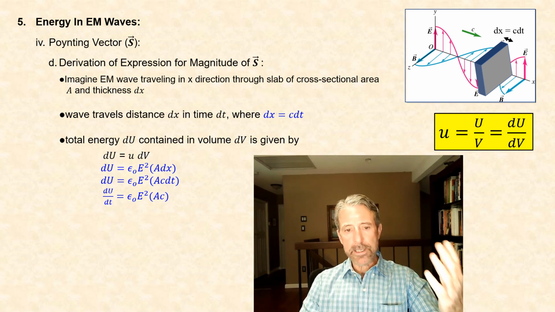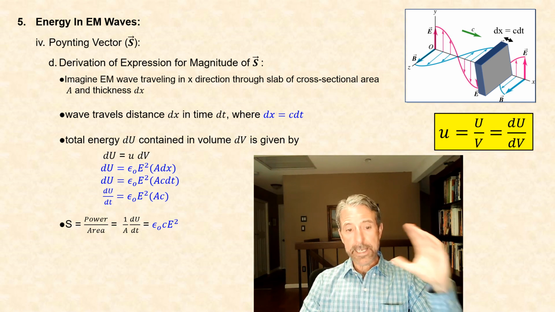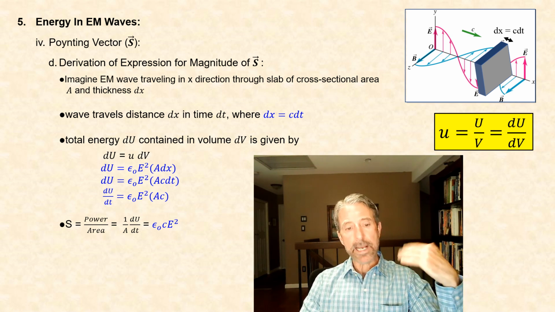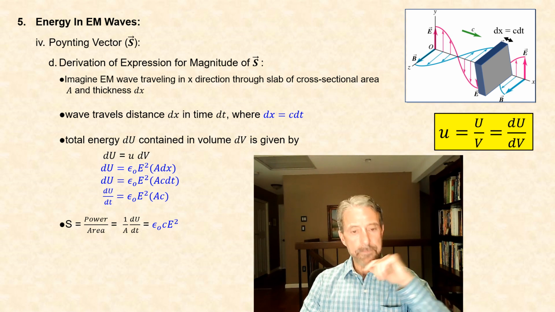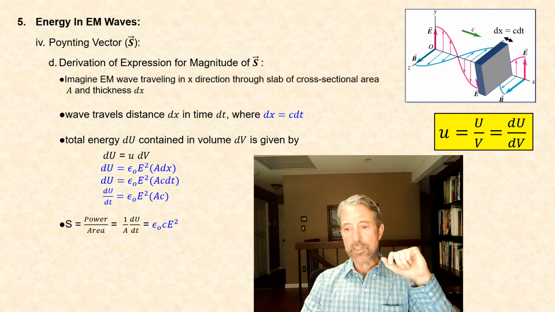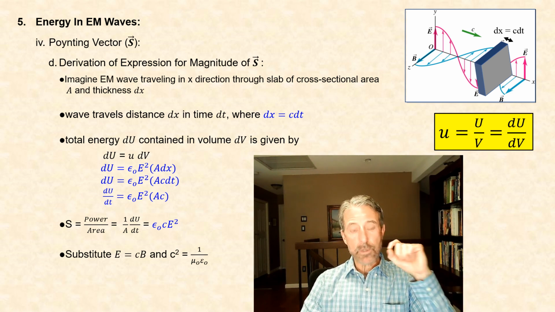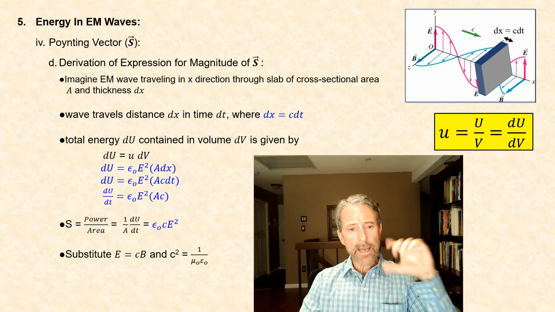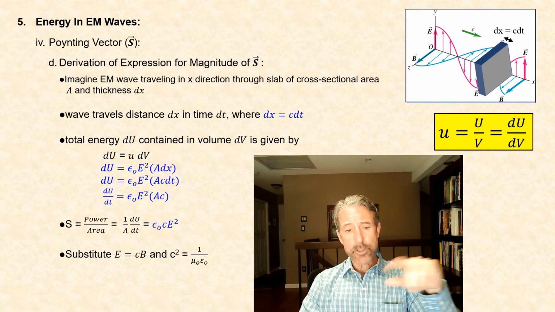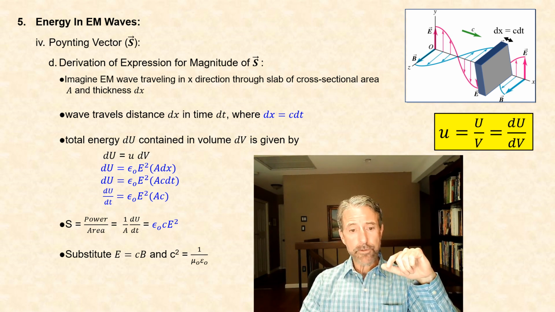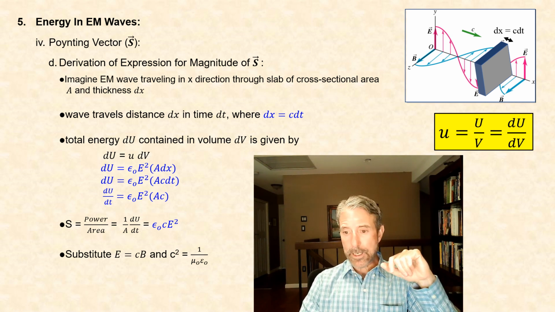In the next step, we're going to divide both sides by the area, and we know that the power of the wave divided by the area gives us a measure of wave intensity. So we see here that the wave intensity has this value, given by epsilon naught times c times E squared. We're now going to substitute the expression cB in for the electric field magnitude, and c squared equals 1 over mu naught epsilon naught.